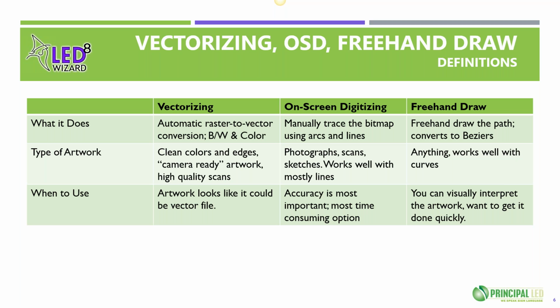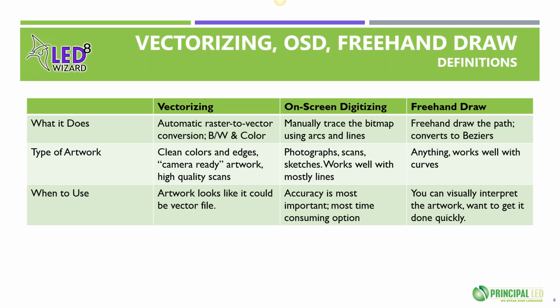So in terms of the type of artwork where you would use these different features, vectorizing really wants good, clean artwork, right? It wants to have clean edges. You either want a clean edge of the artwork, or you want a clean edge between two colors. Sometimes this is referred to as camera-ready artwork. Could be a high-quality scan. As I say here, when to use: sometimes artwork you think is a vector file because it's so clean turns out to be a bitmap. That's a good candidate for vectorizing.